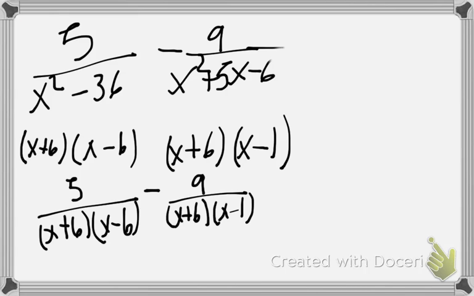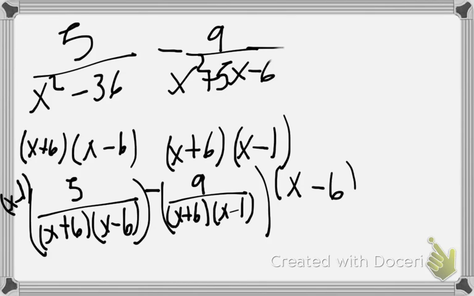Okay, so now we need to find out what do we do to make the denominators equal to each other. Well, if we put x minus 1 here, and then x minus 6 here, our denominators become the same.